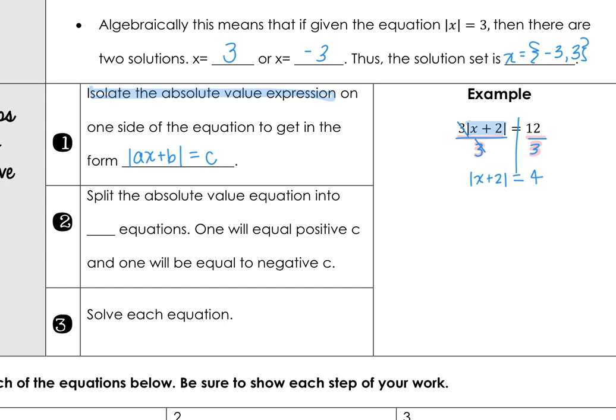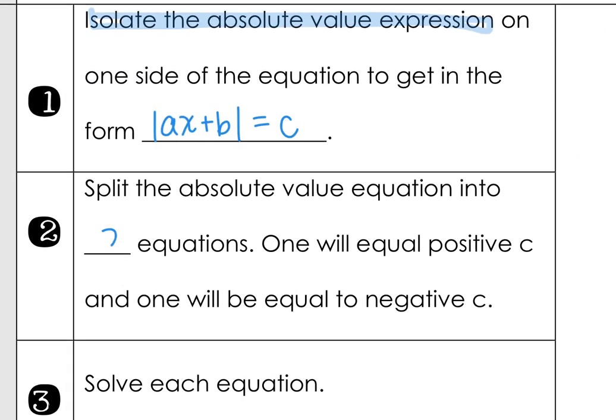After the absolute value is by itself, you're going to split the equation into 2 different equations. We're going to break it apart and split it into 2 equations. One of our equations is going to be set equal to positive c, meaning whatever this number is over here. And the other equation will be set equal to the negative c. Keep that in mind, that's because when we're just talking about distance from the center, it could be to the left or to the right. So that's why we're breaking it up into 2 equations, okay? So now let's do that step.